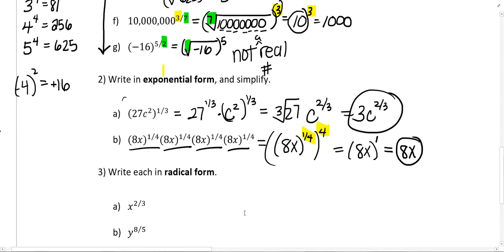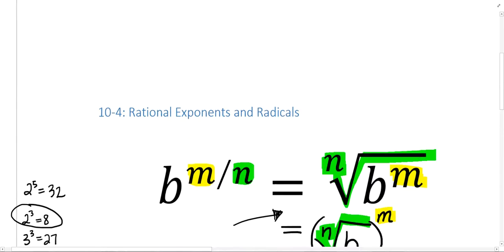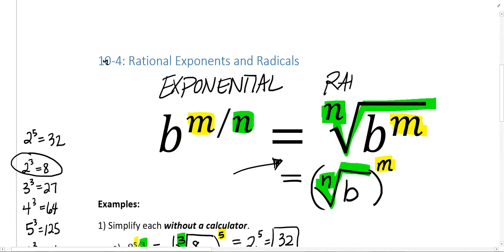All right, let's look at number 3. Write each in radical form. We have x to the 2/3. Well, radical form is this form right here. This is exponential form on the left, and this is radical form on the right.